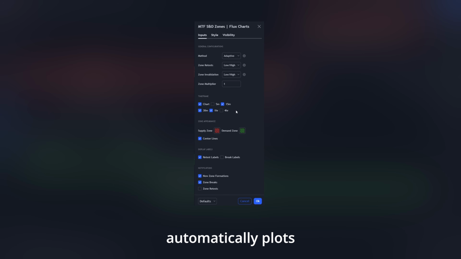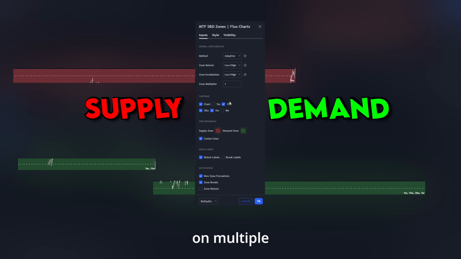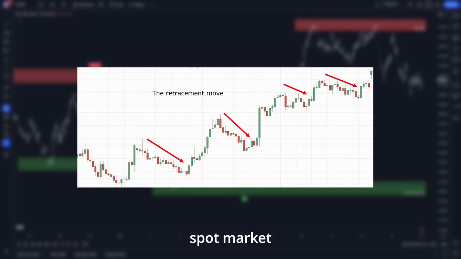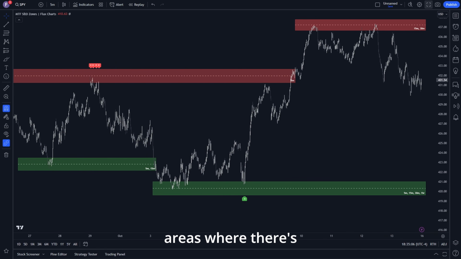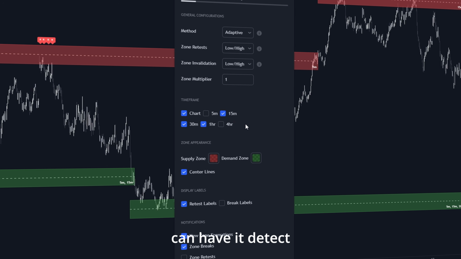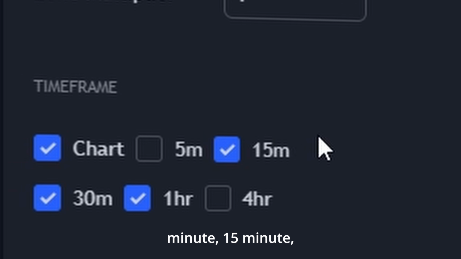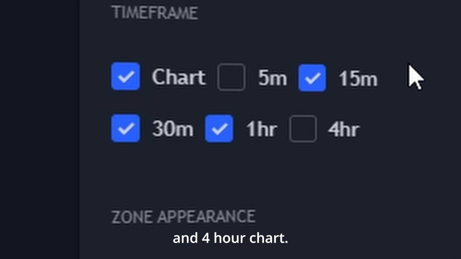This trading indicator automatically plots supply and demand zones on your chart on multiple time frames. It can be used to spot market reversals and good areas where there's a large amount of buyers and sellers. The best thing about this indicator is you can have it detect these zones on multiple time frames, including the 5-minute, 15-minute, 30-minute, 1-hour, and 4-hour chart.